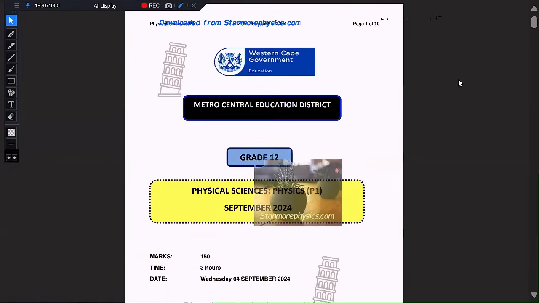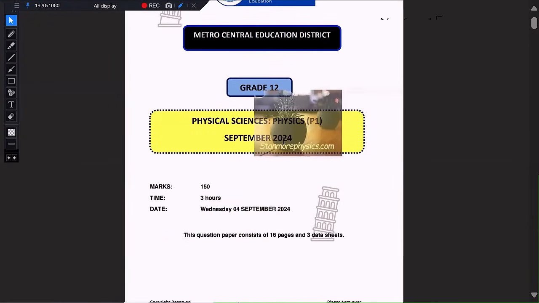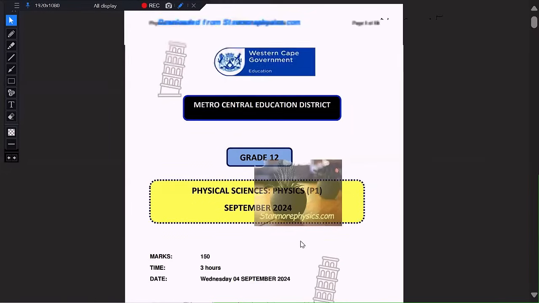And without any further ado, let's look at this question paper that we have here. Okay, so we have the Western Cape Metro Central Education District question paper, Physical Sciences Physics Paper 1, September 2024. As we can see, the date was written on Wednesday, 4 September 2024, for 3 hours and 150 marks.